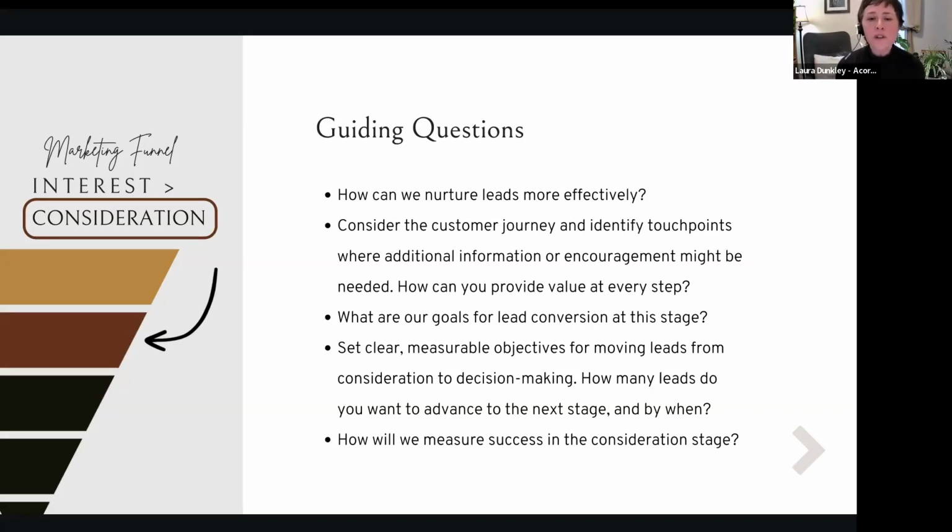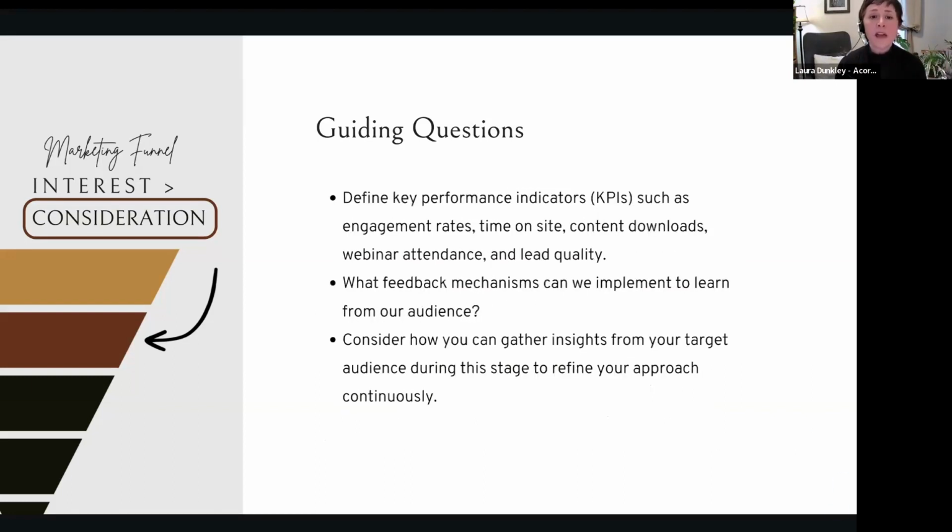What are our goals for lead conversion at this stage? We have to think about how we're going to measure success during this and through all the different parts of it as well, right? And then we have to, of course, just like every other phase, define those KPIs, those key performance indicators. What are those success metrics? And what feedback mechanisms to continue the learning from the audience, internal and external, and considering how we can gather insights from our audience.